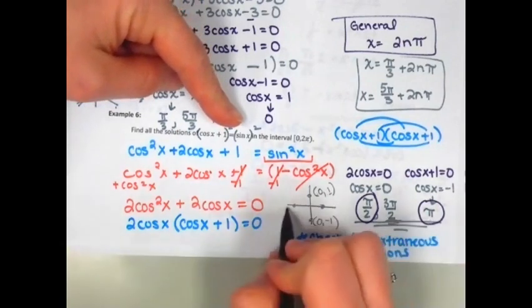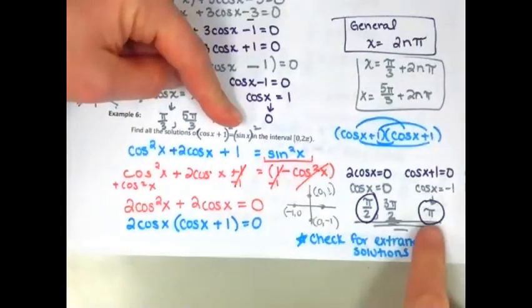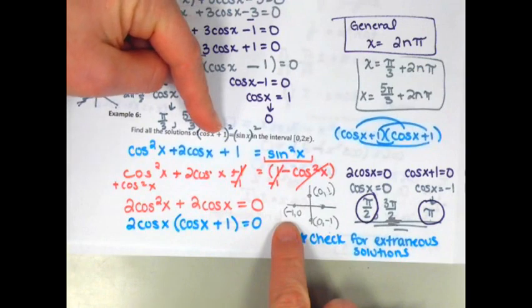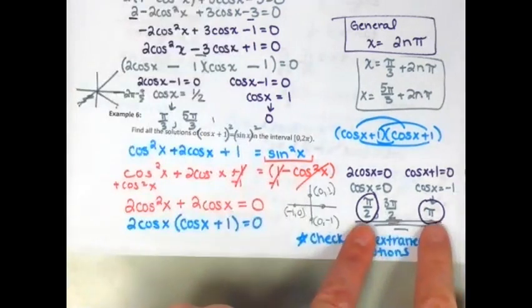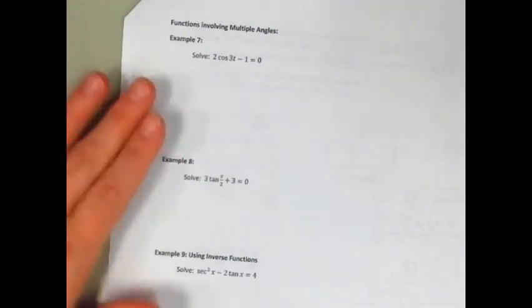At pi, my coordinate is negative 1, 0. So cosine of pi is negative 1. Negative 1 plus 1 is 0, and the sine of pi is 0. So we know that one also works. So that's why these two work, but 3 pi over 2 did not work. So anytime you square it, you need to make sure you check for those extraneous solutions. Okay? That's what I keep saying. Memorization is really key in these. It helps a little bit.